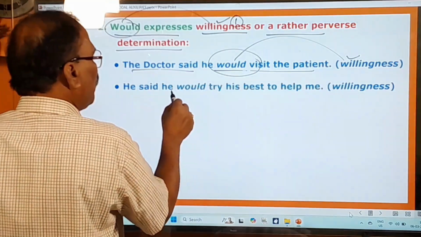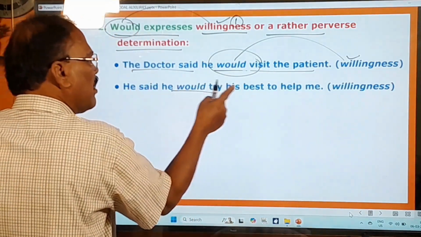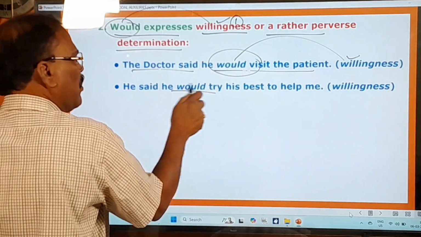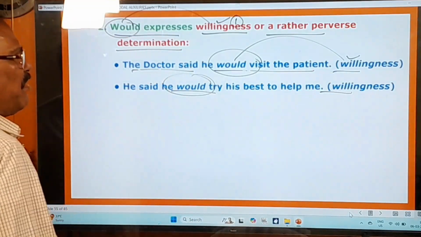And here: he said he would try his best to help me. So he said he would try his best to help me. So this is indicating some willingness. So in these two examples some willingness is indicated.